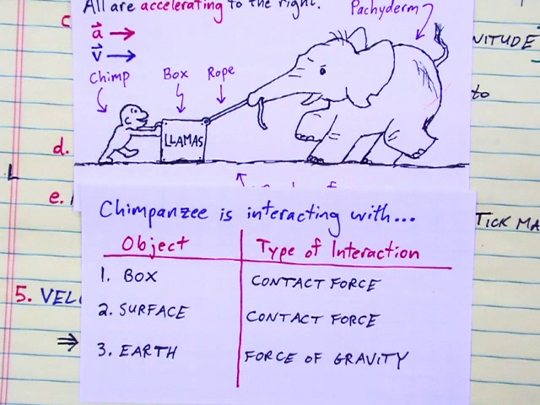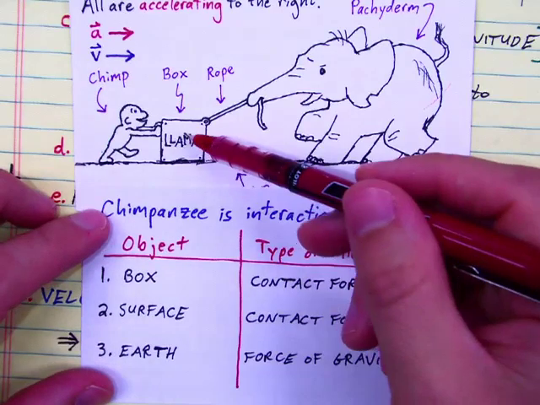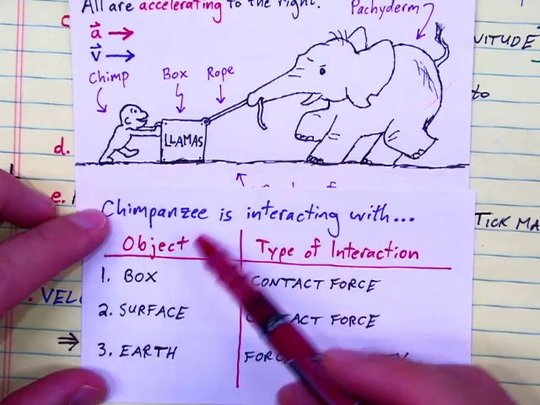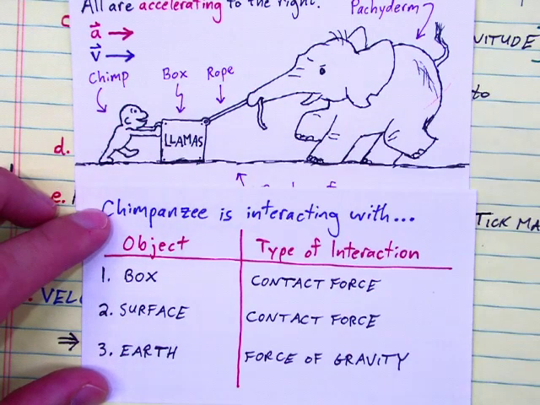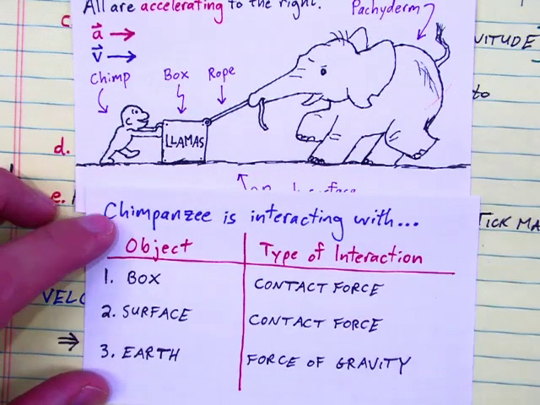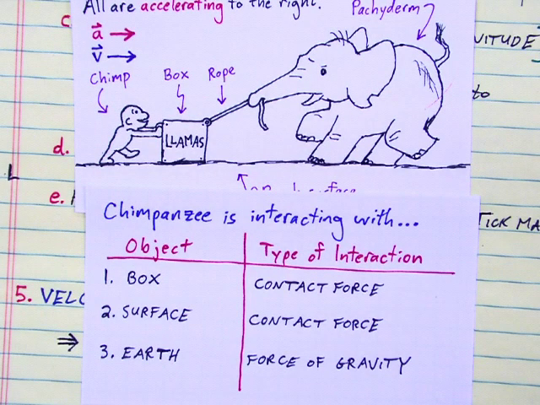3 interactions. The chimp is interacting with the box that it's pushing on, the surface that it's touching, and of course the whole planet Earth that's pulling down on our chimp right here. 2 contact forces and a force of gravity. Now use that to draw the free body diagram for the chimp. Pause the video, draw your FBD for the chimp. Ready?